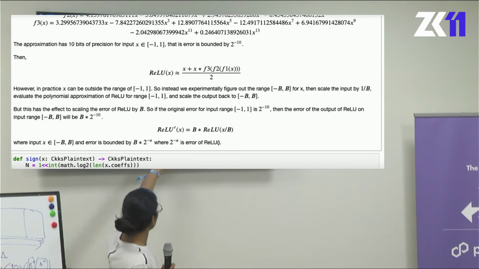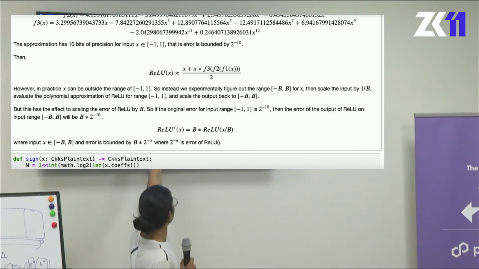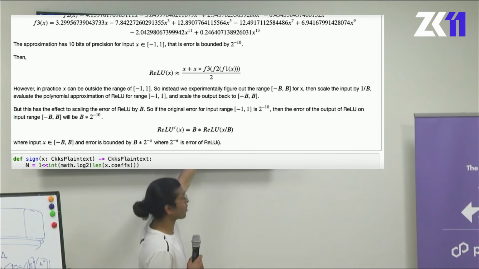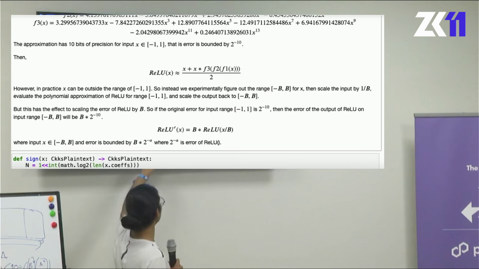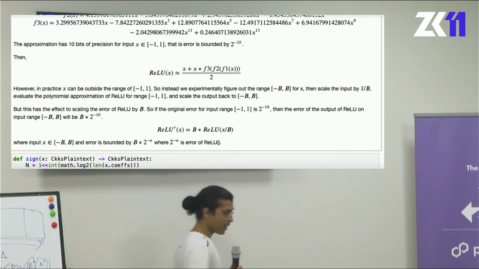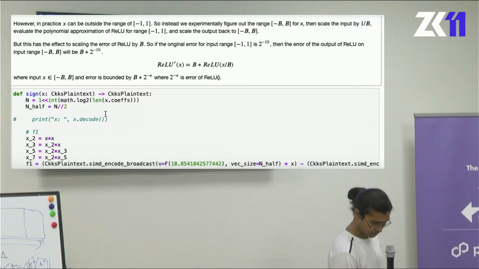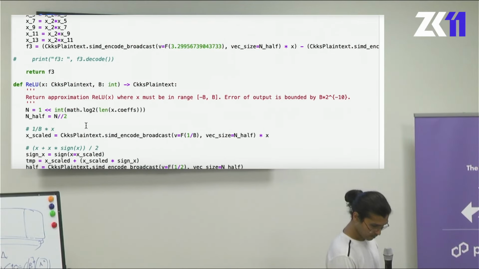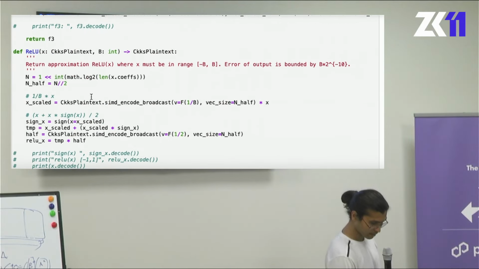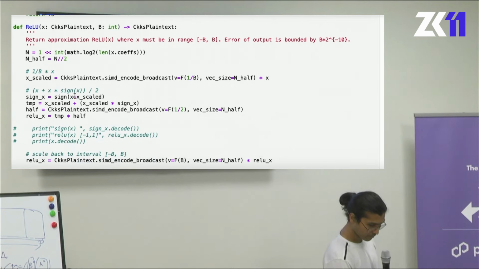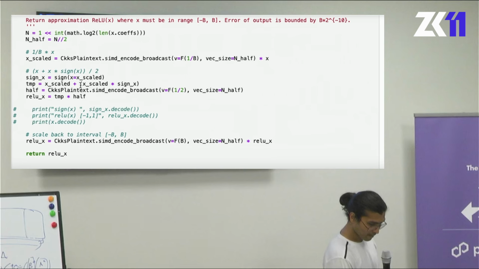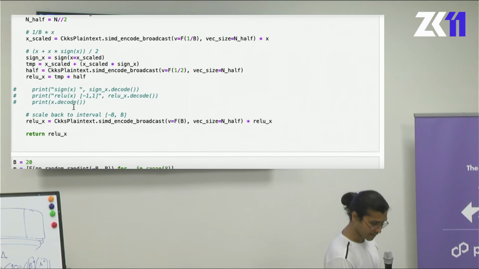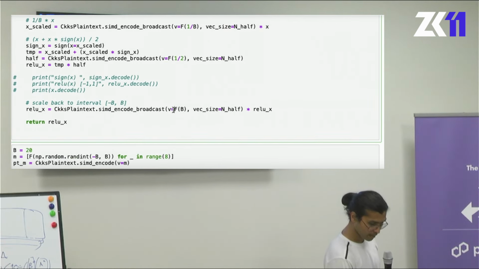Now the problem with this is that the error that is introduced, which is 2 to the power -10, is also scaled. It becomes b times 2 to the power -10, and that's what we're trying to show here. So this is the sine function, and this is the ReLU function built on the sine function. You can see that first I'm scaling it down by b here, then I'm evaluating the sine function, then the ReLU function, which is x plus x times sine, and then I'm scaling it back here.